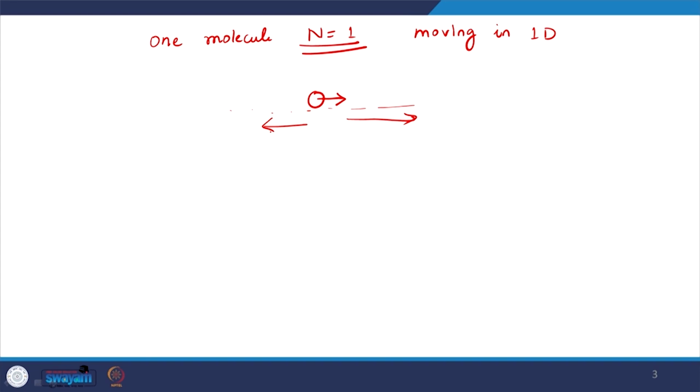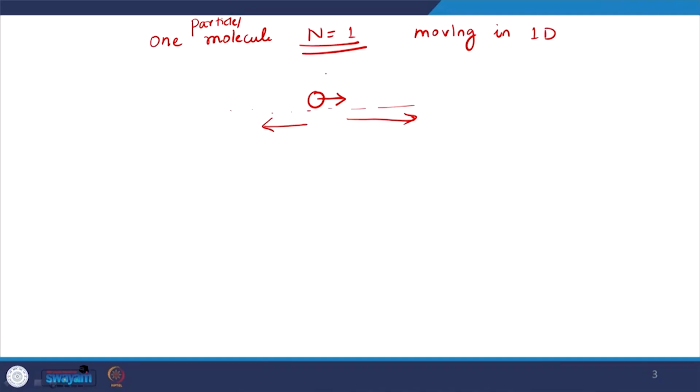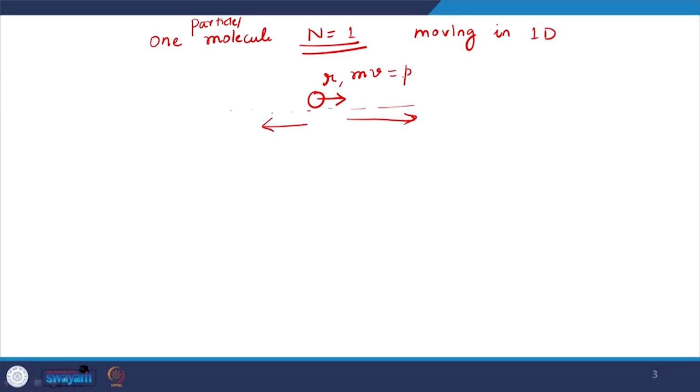So, how will I characterize this molecule, or I have been using the word particle because it can be an atom or a collection of molecules. We will come to these things later, but for all that we are discussing, we are referring to it as particles. So, I can characterize this by its position, let me call it r, and its momentum, and now the momentum is in terms of only one component, because it can only go in one direction, right. So, there is one momentum and one position variable characterizing this particle.